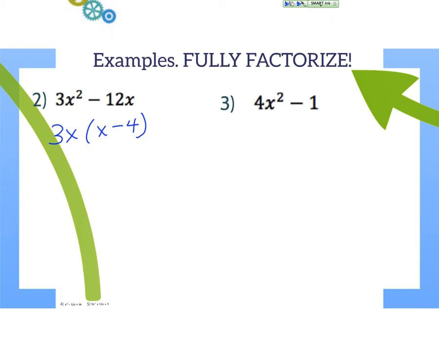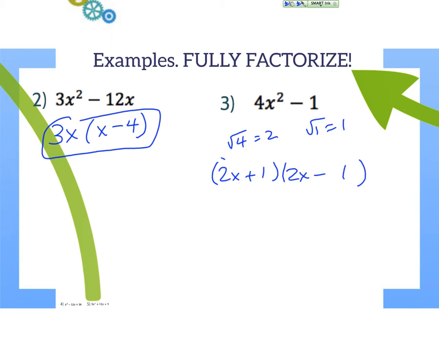4x squared is a perfect square, and so is 1. So my little shortcut here is that I can jump right down to my 2 binomials. I can square root this. The square root of 4 is 2, so I got 2x and 2x. And the square root of 1, well, that's just 1. So I'm going to have 2x plus 1 and 2x minus 1.